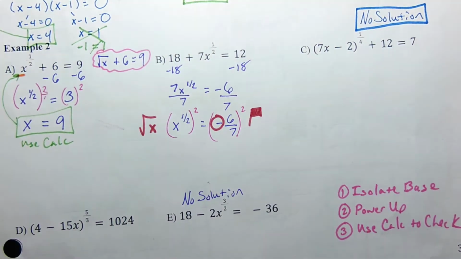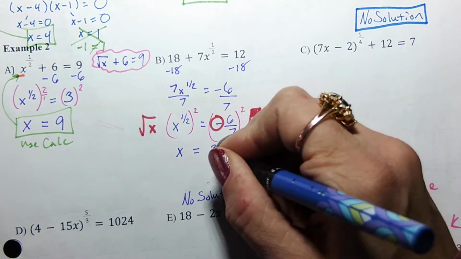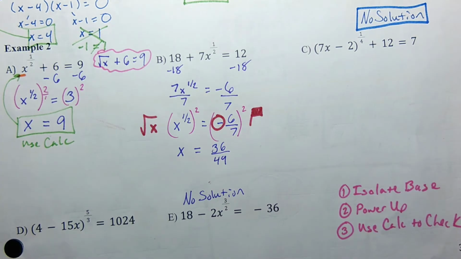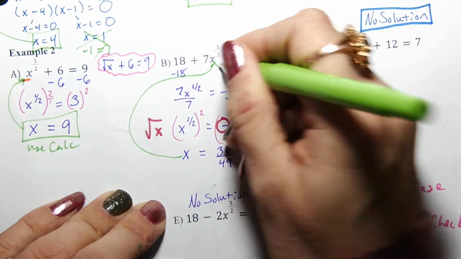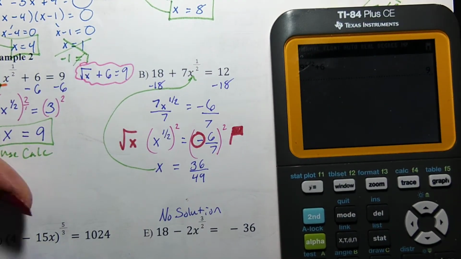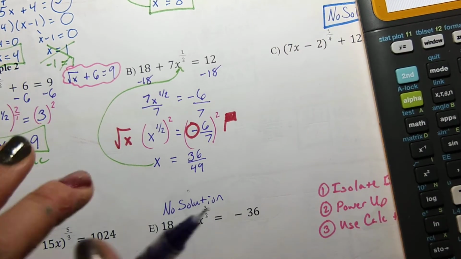So we power up by 2, and we get x is 36 over 49. Whoa, can I simplify that? No. The only factors of 49 are 7 and 7, so that is kind of my gross answer. But now we have to check it by plugging back in for x. So if we don't catch the red flag, we should be able to catch it when we plug back in. 18 plus 7 times 36 divided by 49 raised to the 1/2 power. And I get 24. 24 is not equal to 12.